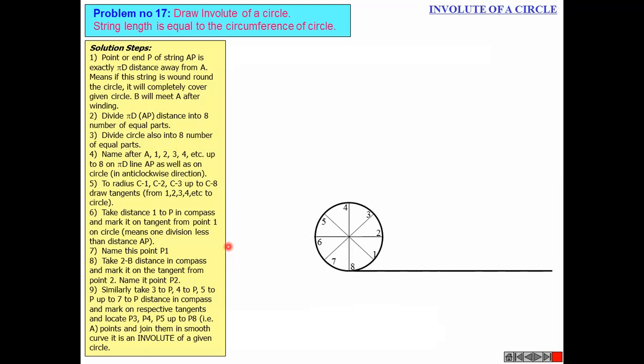What is the length of that? Equal to pi d. Fine. Divide that line again into 8 equal parts, as we did to the circle. It is kind of an opened circle only. That circle is open from 8 to 8.